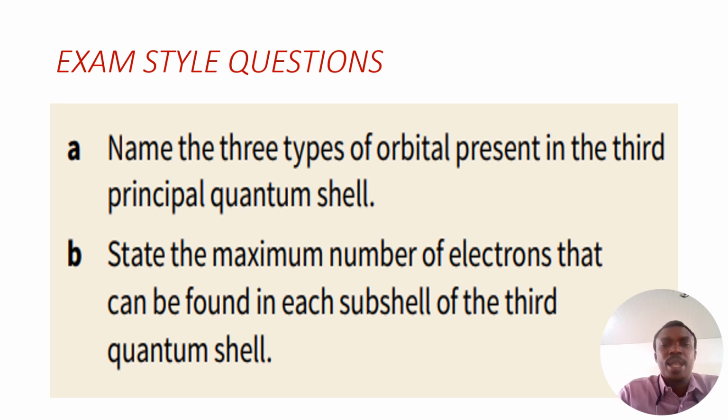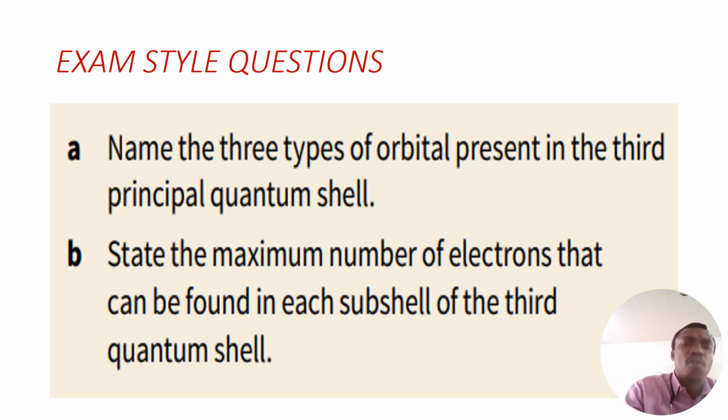So before us are typical examination questions. This is an exam style question. So we'll look at the 2 questions. The first one is: name the 3 types of orbital present in the third principal quantum shell. When we talk about principal quantum shell, it's just the number of shells. The principal quantum number is the same thing as the number of shell. And the next question is: state the maximum number of electrons that can be found in each subshell of the third quantum shell.